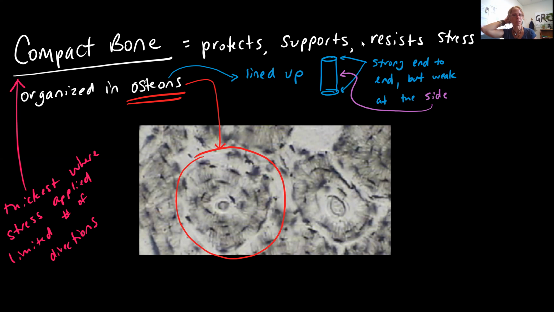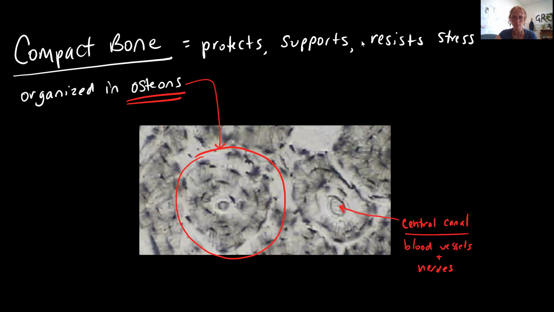Your compact bone is going to be thickest where stress is applied, and also where that stress is limited in the number of directions. So the signature feature of the osteon or the compact bone is that we're getting strength end to end, but we're not getting strength in multiple directions in the same way that we'll see when we look at that spongy or trabecular bone.